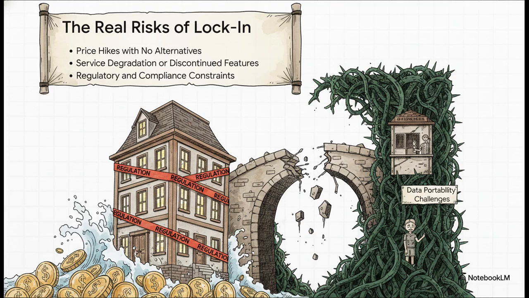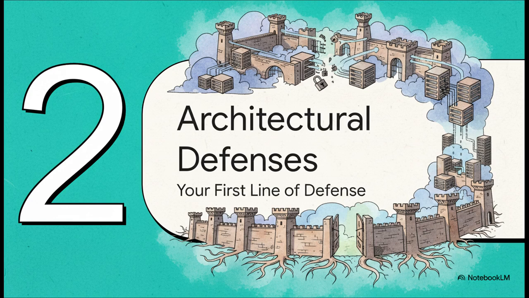And that loss of leverage leads to some very real, very tangible business risks, which we dug into in Chapter 2. We're talking about sudden price hikes you have no choice but to accept, or a feature you rely on suddenly gets worse or disappears completely. And of course, the huge challenge of just getting your data out. This isn't just a tech headache, it's a fundamental risk to your bottom line. So how do we start to fight back?